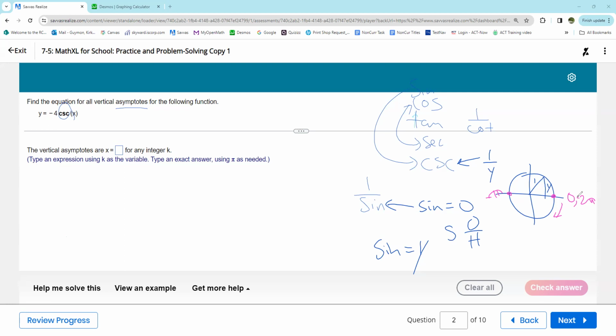So the vertical asymptotes here, for any integer k, it's not all my pi's, but it's the odds and the evens. So k times pi.